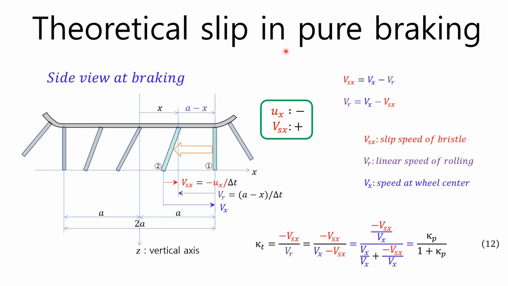The theoretical slip during pure braking can be expressed the same as the practical slip as shown in this figure. During braking, since the slip displacement Ux itself is negative, the slip speed is positive. Therefore, the theoretical slip kappa t is negative during braking. The theoretical slip can be expressed as equation 12 on the base of linear speed of rolling Vr. When the wheel is locked by extreme braking, it can be seen from equation 12 that Vr is 0 and Vsx has a positive value. So, the theoretical slip is -infinity.